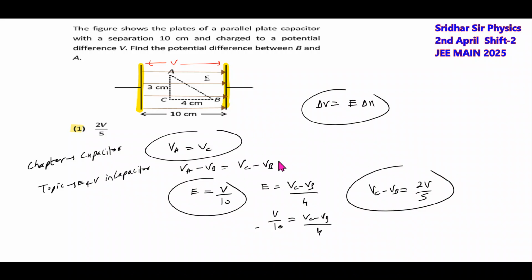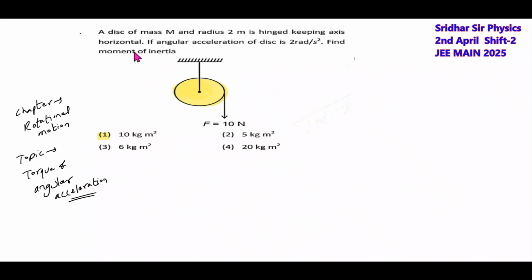We'll jump to the next question. This question belongs to the chapter rotational motion, and the topic is torque and angular acceleration. Here is a circular disc of mass m, radius r. It's hinged at this point O, keeping the axis horizontal. This is the horizontal axis. We know the angular acceleration of the disc, and we have to find the moment of inertia.